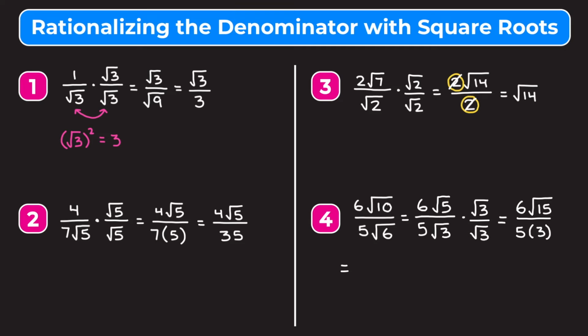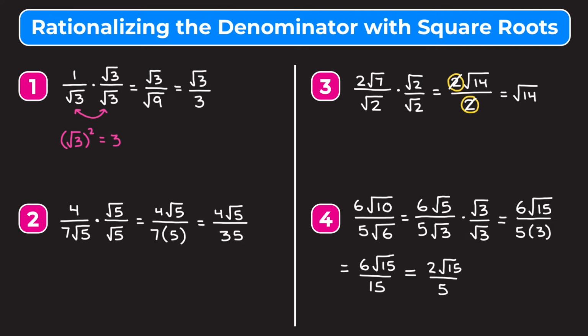And now we need to simplify the bottom. So the top stays as 6 root 15, and on the bottom, 5 times 3 is 15. Finally, 6 and 15 on the outside of the roots have a common factor of 3. So we're going to divide those both by 3. 6 divided by 3 is 2, so we have 2 root 15. And 15 divided by 3 is 5. So we get 2 root 15 over 5.